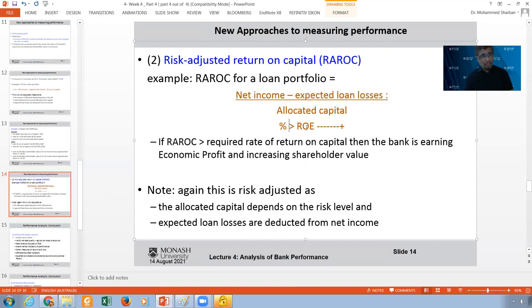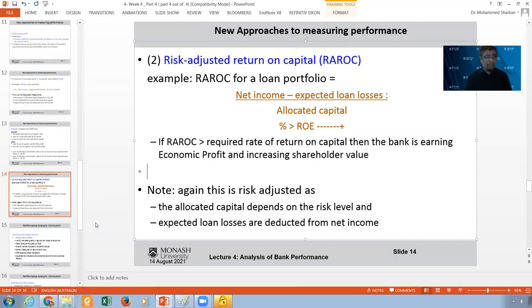You see this percentage, if it is higher than the ROE or the cost of capital, then we are actually making a profit. So here, if the return is higher than the required rate of return on capital, then the bank is earning economic profit and increasing shareholders' value, which means the bank is growing.